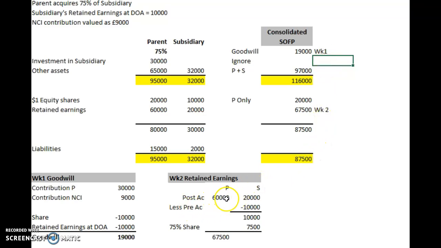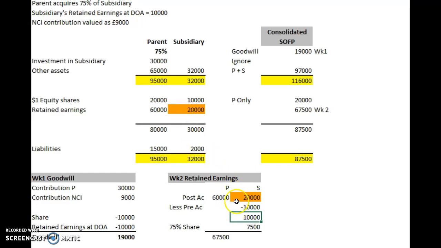So let's just go through this retained earnings sum again. The post-acquisition retained earnings of the parent is 60. For the subsidiary, it's 20. Let's just highlight those to show where they've come from. We then remove the pre-acquisition retained earnings, and that's given to us in the question. So that's less 10,000. Gives us 10,000 earned since the date of acquisition.